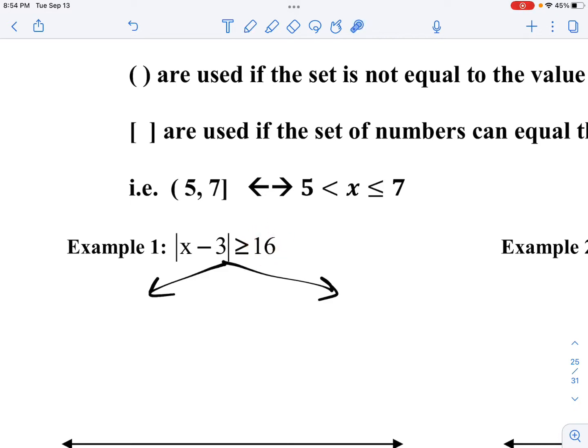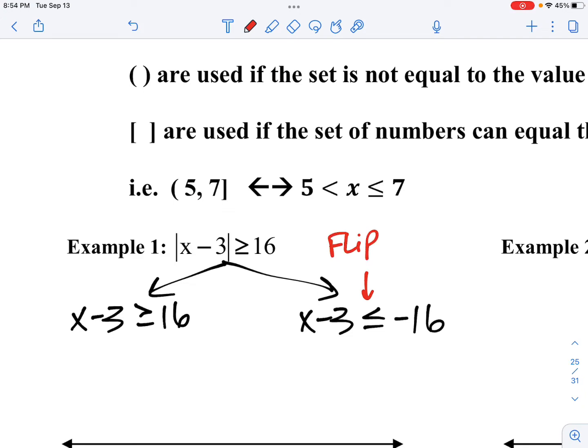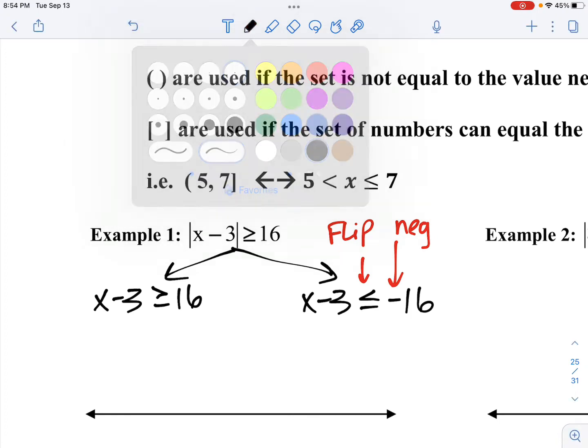So the first thing I'm going to do is I'm going to recopy this entire equation, and I'm going to get rid of the bars. So I'm going to write x minus 3 greater than or equal to 16. That's equation number 1. It is exactly this without the bars. Now on this side, I'm going to write the same exact equation. This is going to change to a negative, and this sign is going to flip. So I'm going to write x minus 3, flip, negative 16. So I'm going to solve both of these.